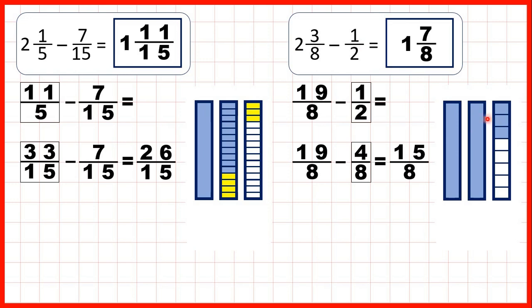We changed 2 3/8 into 19/8, so into an improper fraction, and we worked out that 1/2 is the same as 4/8. So if we take away 1, 2, 3, 4 of those eighths, that leaves us with 15/8, which is the same as 1 whole and 7/8.